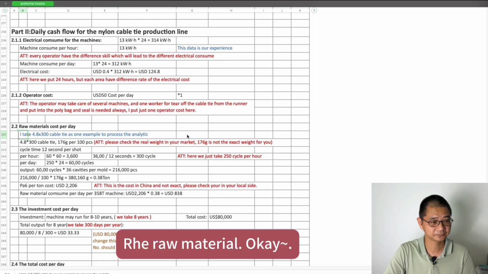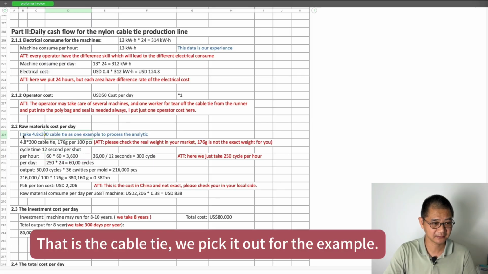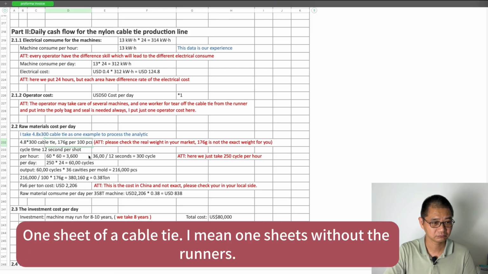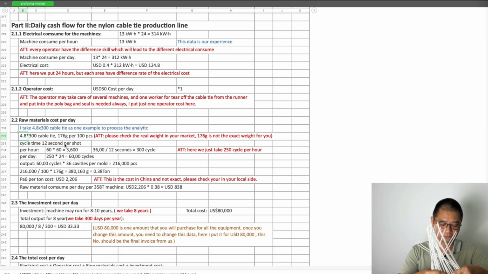The raw material. Okay. 4.8 by 300 mm cable tie. That is the cable tie we pick out for the example. One sheet of cable ties, I mean one sheet, without the runners.